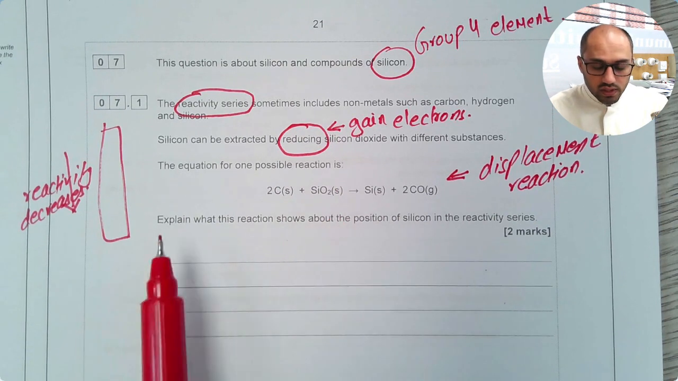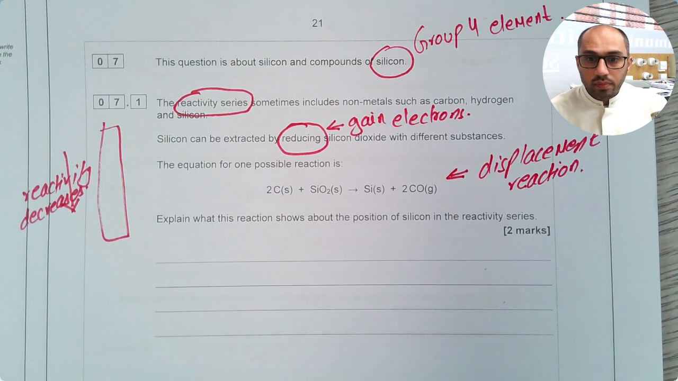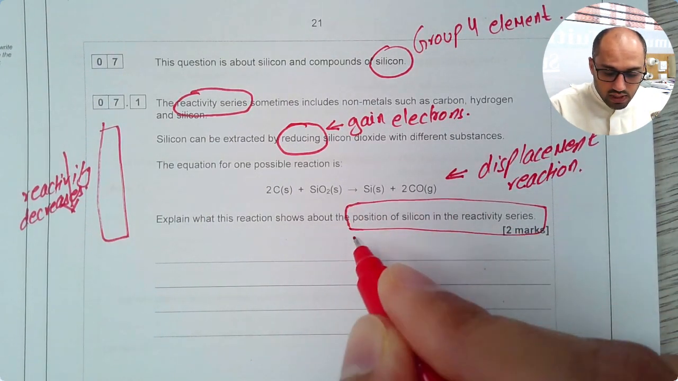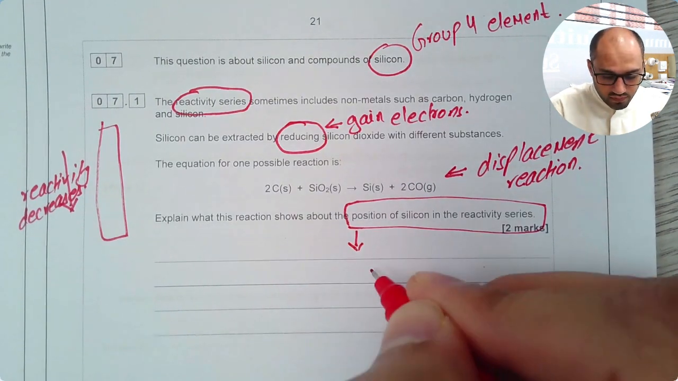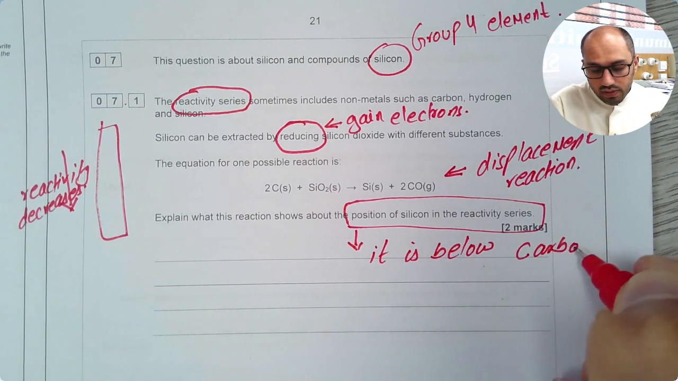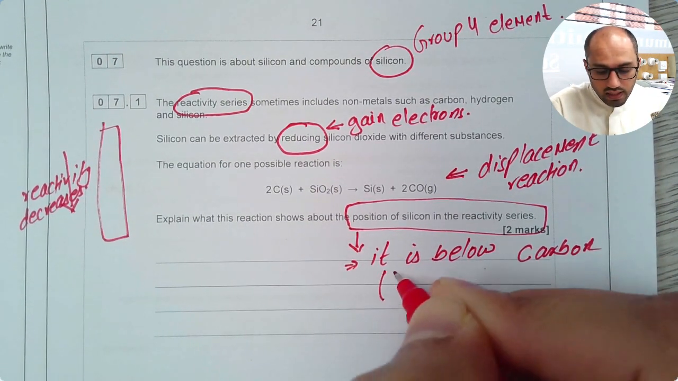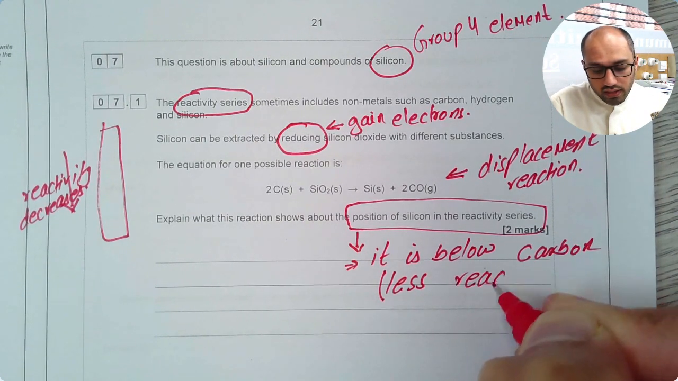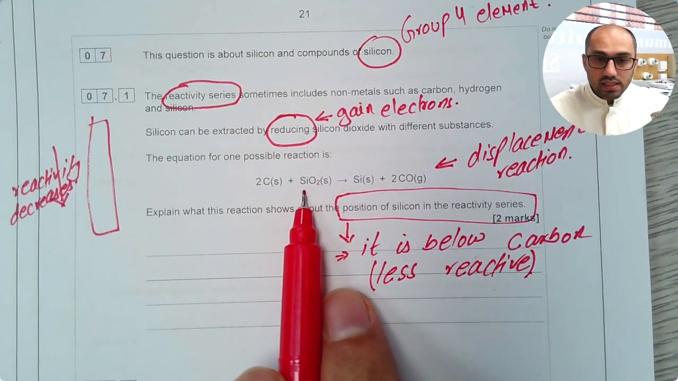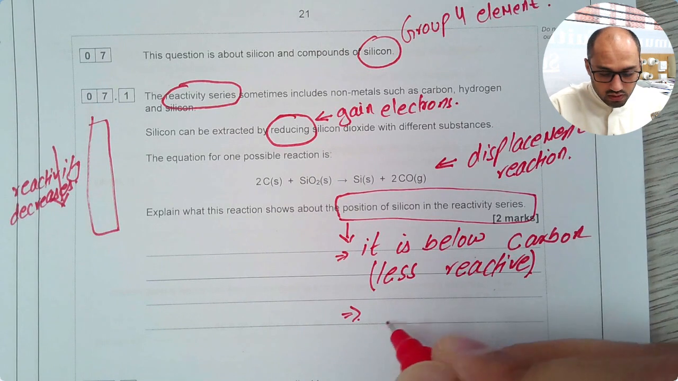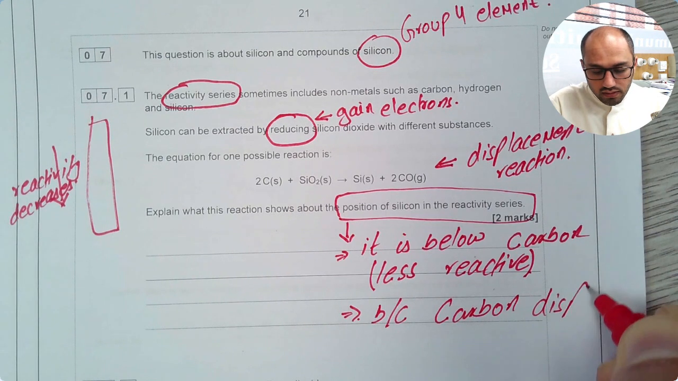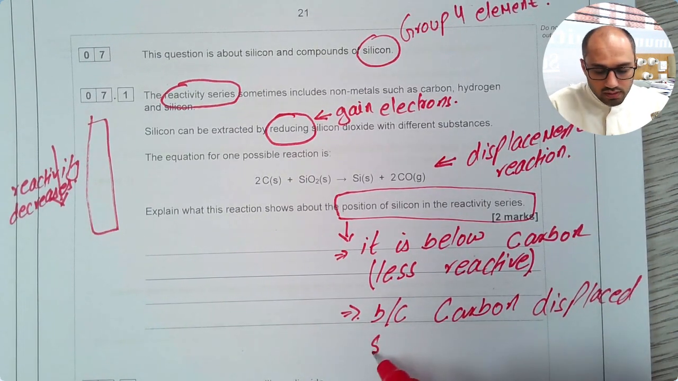than silicon. The question says explain what this reaction shows about the position of silicon in the reactivity series. So you'll say silicon will be below carbon. In other words, I can say less reactive. Why am I saying this? Because carbon displaced silicon from silicon dioxide. I'm going to say because carbon displaced silicon.